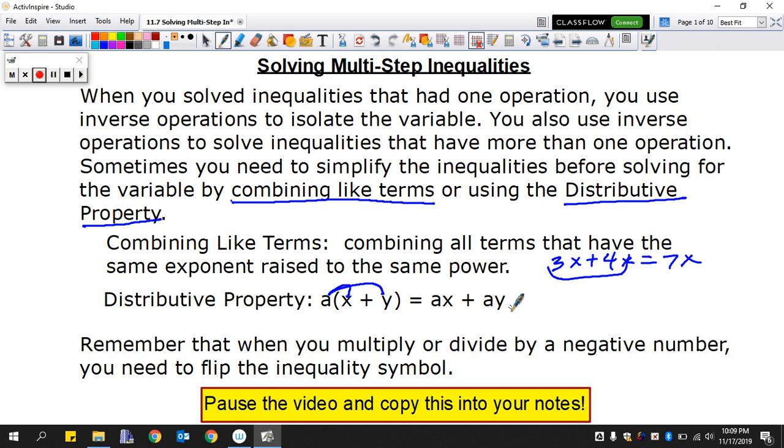Okay. Also remember from our previous lesson that if you multiply or divide by a negative number, you have to flip the inequality symbol. So pause the video and copy these notes into your notebook, and then we'll do some examples.